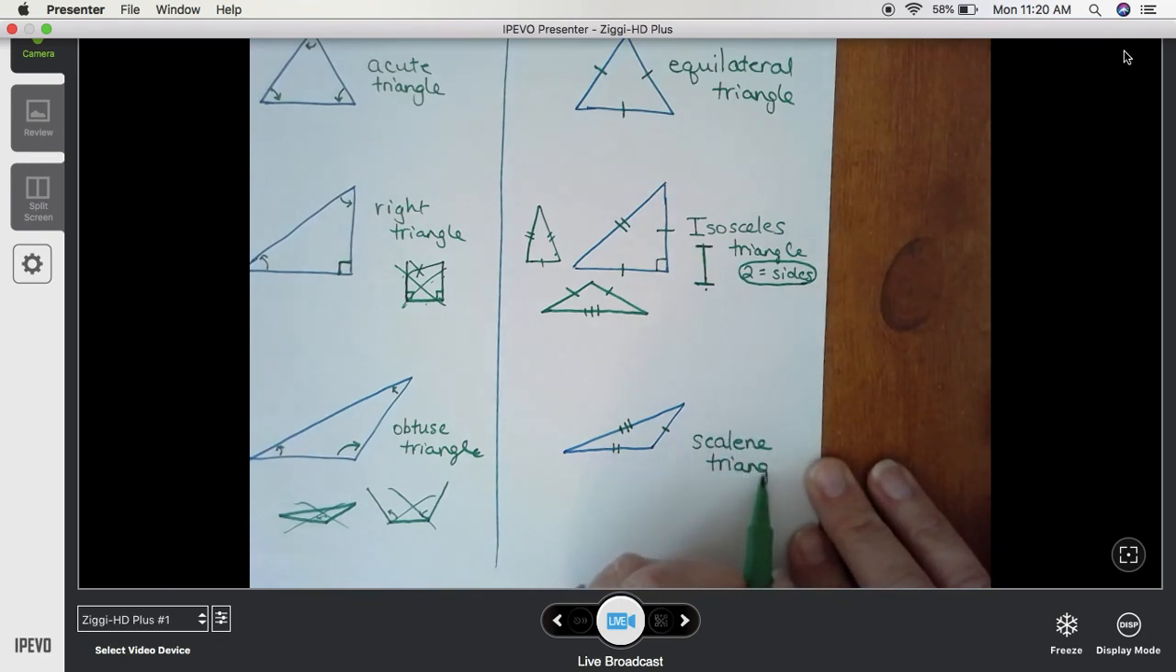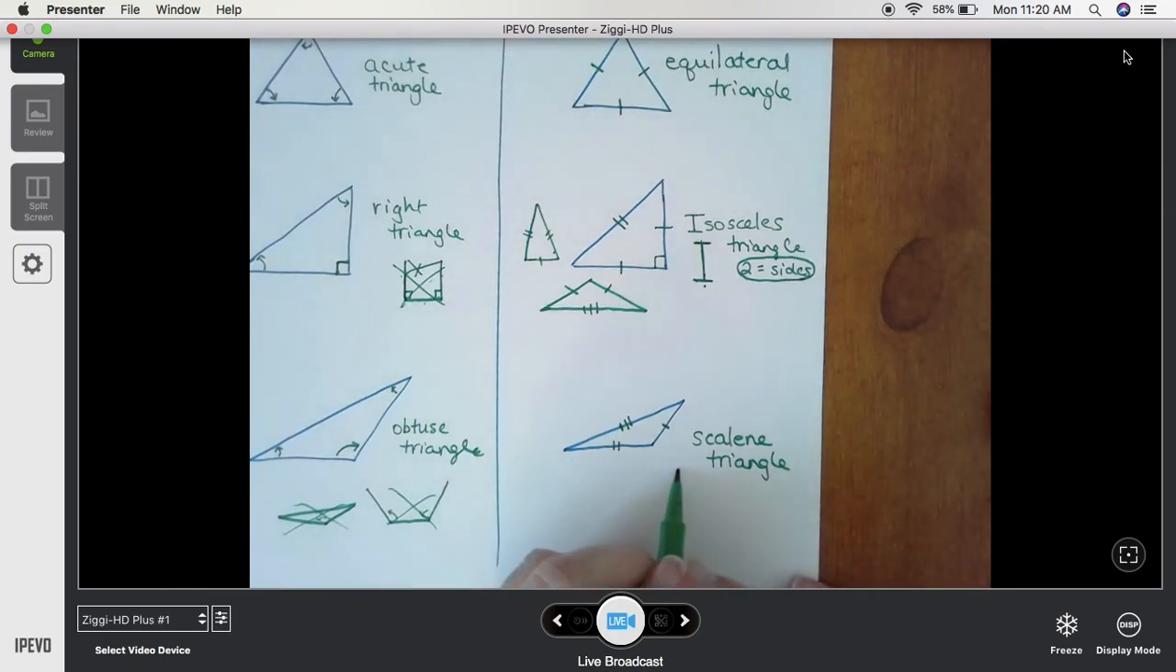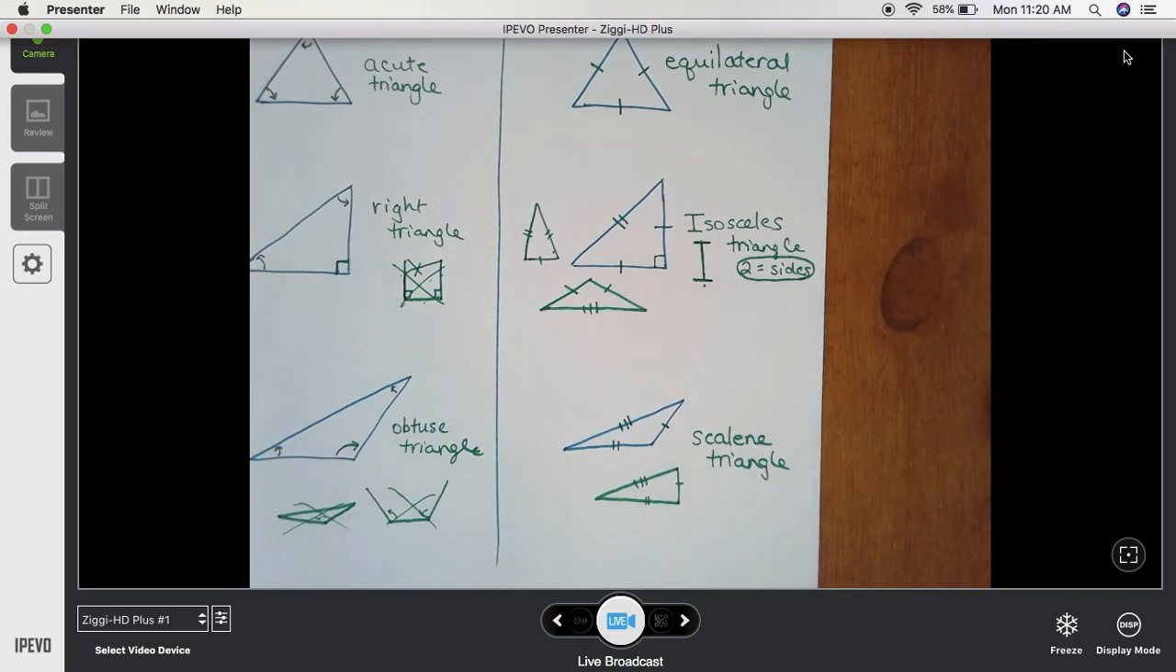And the best way I remember that is that it's when things are different or they're scary to me. So different things can be scary. So a scary scalene triangle has 3 different sides. It's not all the same. It might look like that. You could have a right triangle like this that is different: short, a little bit longer, very long. Okay, so those are called scalene triangles.